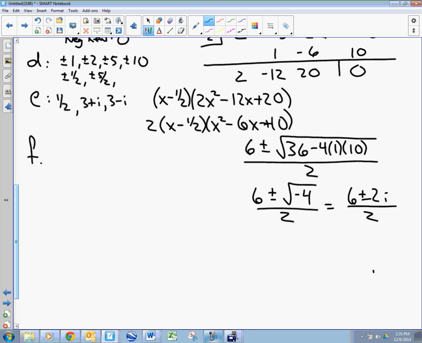Therefore, the factorization for p of x is equal to x minus a half times x minus the quantity 3 plus i times x minus, it's always x minus, the quantity 3 minus i. Technically, we factored a 2 out, so you should put a 2 back in here, but it's really not that important for the problem.